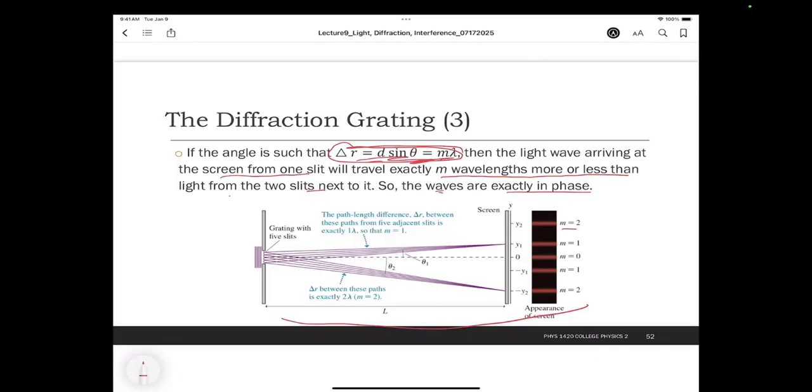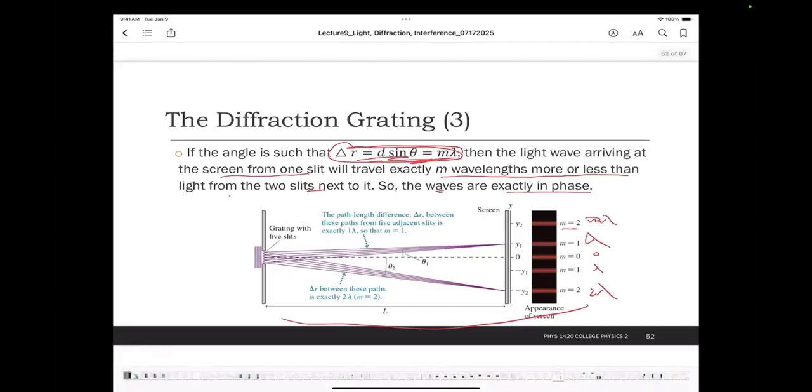Here, for example, here is lambda, here is 2 lambda, here is lambda, here is 0, here is lambda, here is 2 lambda. It's just more or less than the light from the two slits next to it. Does it make sense to you? We have already talked about it. Actually, this is similar to the double slits.